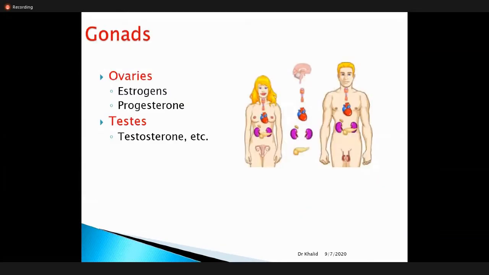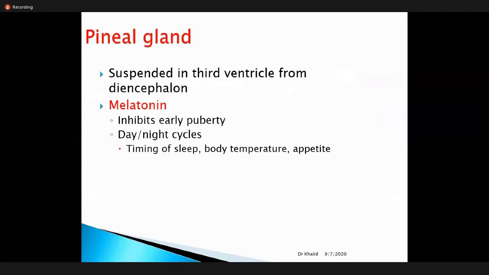Gonads: the ovaries secrete estrogen and progesterone, while the testes secrete testosterone, which is a powerful androgen. Pineal gland, suspended in the third ventricle from the diencephalon, secretes melatonin, which inhibits early puberty and maintains the day-night cycle, so timing of the sleep, body temperature, and appetite.